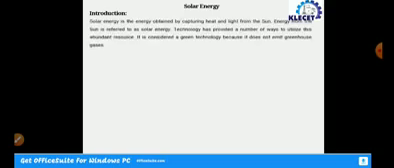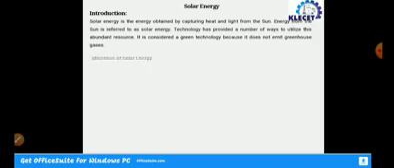Here, solar energy is energy obtained by capturing heat and light from the sun. Energy from the sun is referred to as solar energy, and there are many technologies to convert the light radiations into solar energy. It is also called a green technology because it does not emit greenhouse gases.